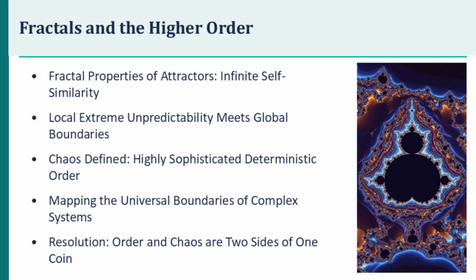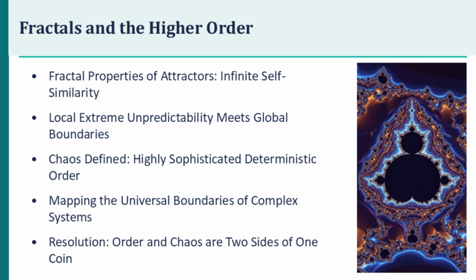This reveals the ultimate paradox of chaos theory. A system can be locally unpredictable and highly sensitive to initial inputs, yet globally bounded and beautifully structured within a geometric attractor. Chaos is not the total absence of order, it is a higher, more sophisticated form of deterministic order.